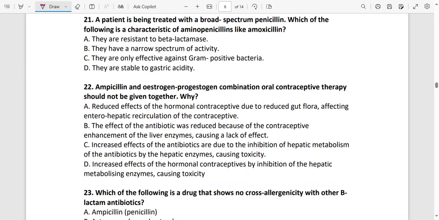A patient is being treated with a broad spectrum penicillin. Which of the following is a characteristic of aminopenicillins like amoxicillin? They are resistant to beta lactamase. They have a narrow spectrum of activity. They are only effective against gram positive. They are stable to gastric acidity.